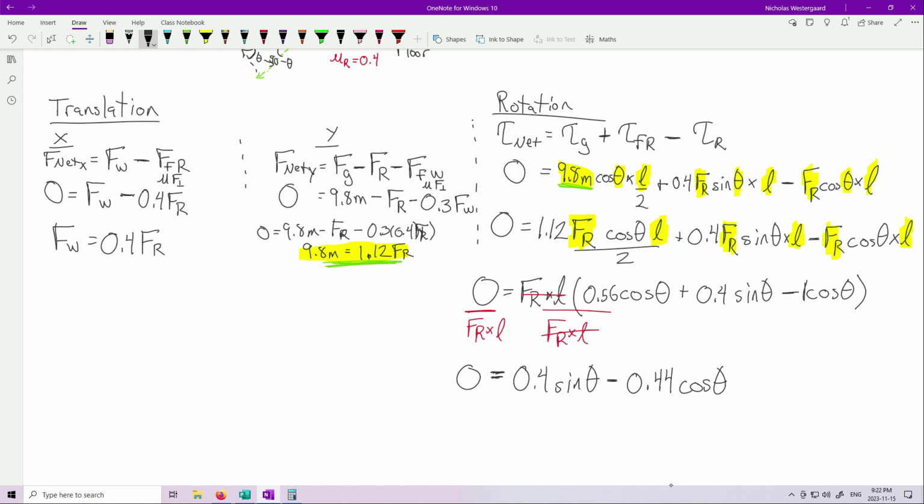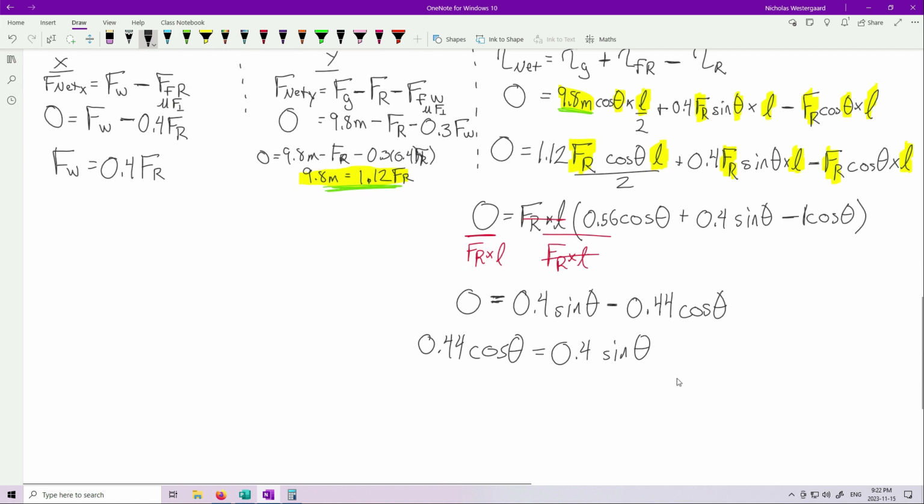And if you're feeling a little stuck here, this is where it's helpful to know our identities. Notice how we're dealing with a sine and a cos here. Let's move that cos to the other side: 0.44 cos theta is equal to 0.4 sine theta.